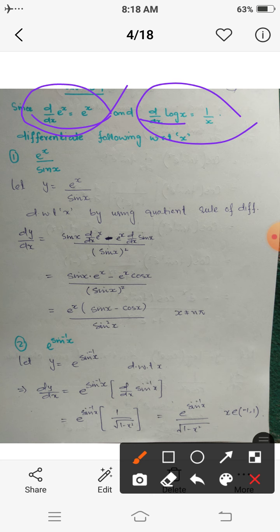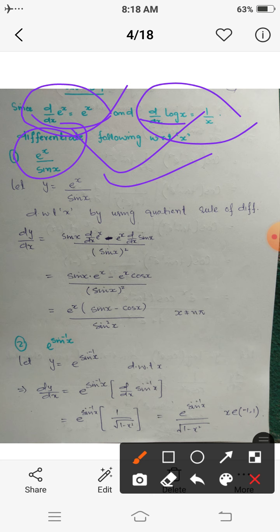Now we are going to solve the questions from this exercise 5.4, which depend upon these two differentiation results and on the chain rule. The first function is e^x upon sin x. Let y equal e^x upon sin x. Here we are going to find its derivative, that is, dy by dx.